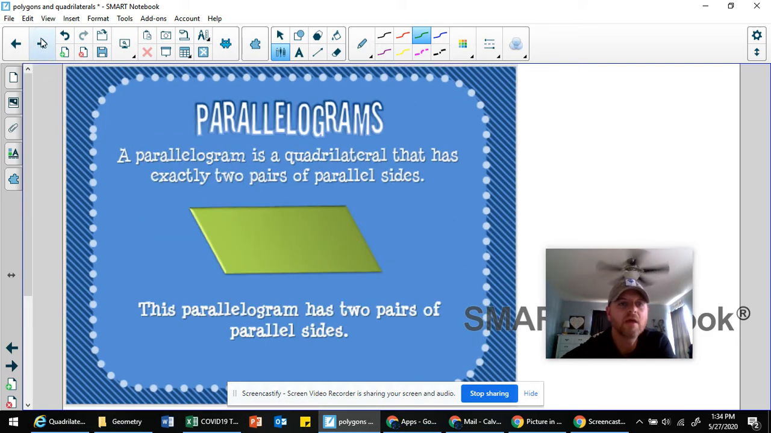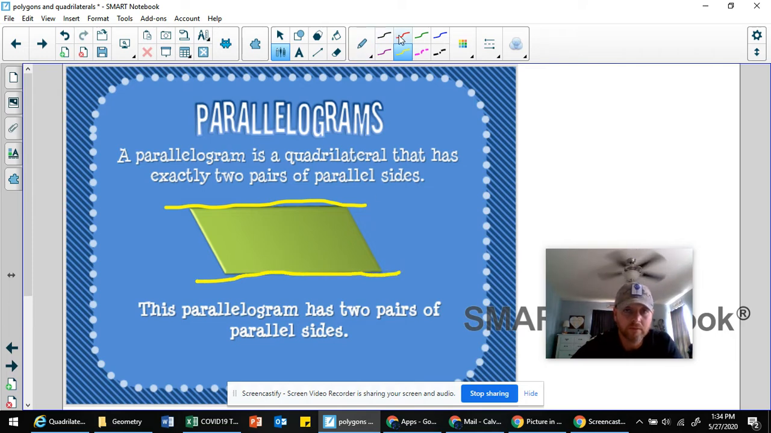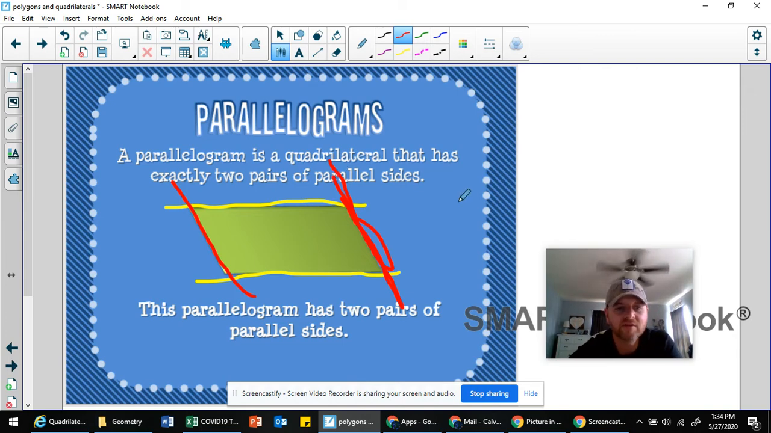Moving on, parallelograms. A parallelogram is another example of a quadrilateral that has exactly two pairs of parallel sides. So, if you look, the top is parallel to the bottom, and the left is parallel to the right. So this has exactly two pairs of parallel sides, making it a parallelogram. So guess what? Remember, rectangles also have two pairs of parallel sides, and squares have two pairs of parallel sides. So guess what? Squares and rectangles, they're also an example of parallelograms, okay?